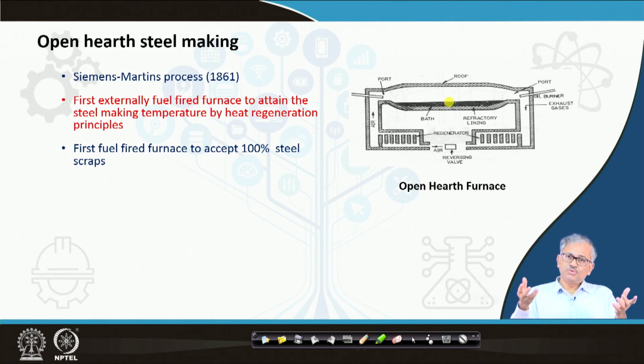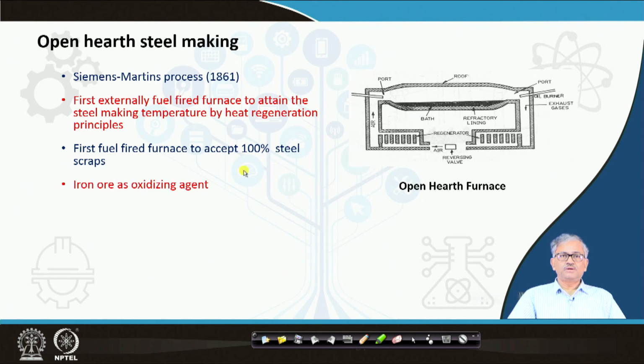Scrap is also very low carbon iron, so its liquidus is quite high, so you should have a very high temperature. Okay. So this was the first fuel-fired furnace to accept 100% steel scrap, that was very much needed at that time, because steel was being produced by Bessemer, so a lot of steel scrap was also being produced. So that steel scrap was very much required to be melted by an external heating furnace.